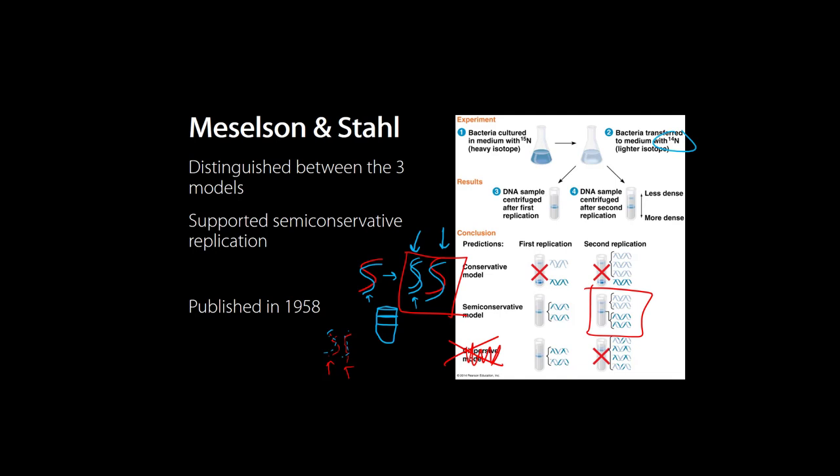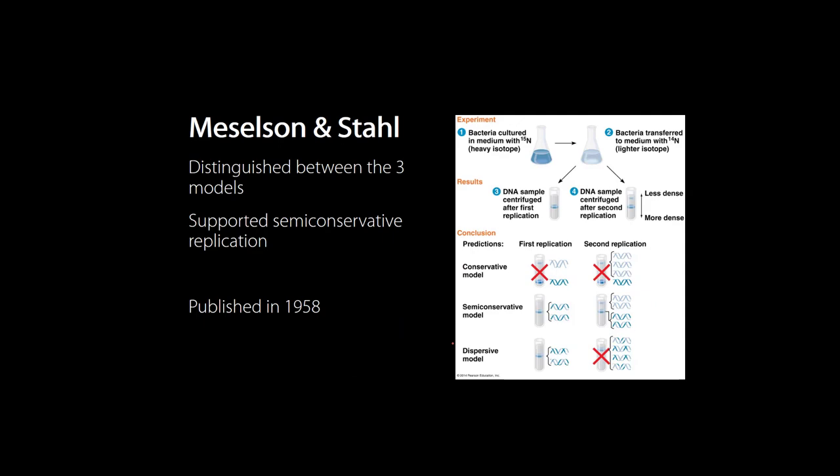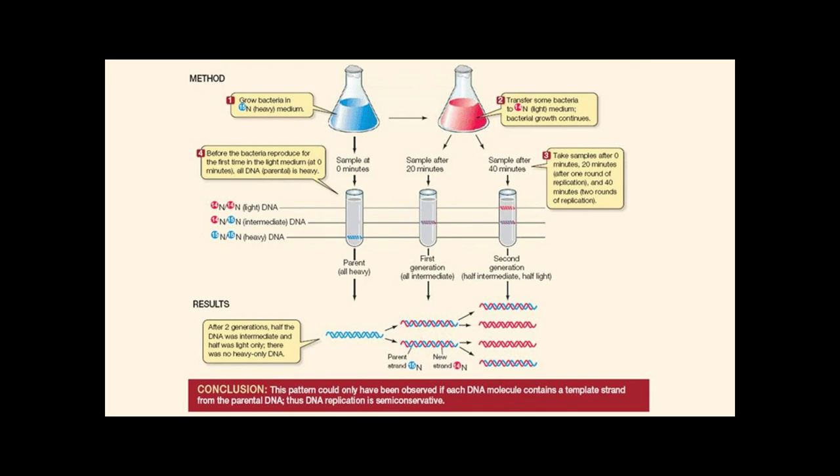Okay, so that's Meselson and Stahl. They were able to experimentally conclude that DNA replicated in a semi-conservative manner. Voila. Here's a really nice diagram I found on the internet, and you can see this is a great summary.